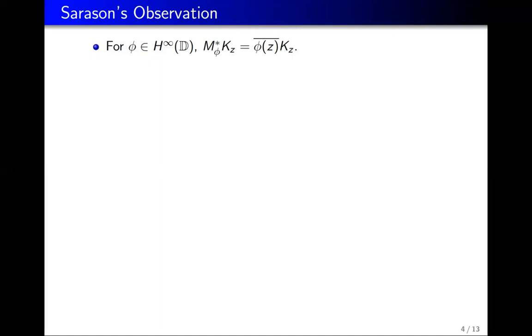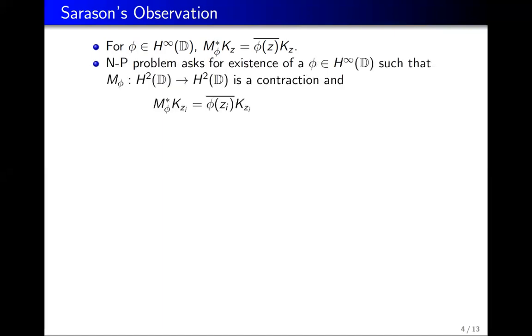Now let's look at this NP problem. It asks for the existence of a phi such that the corresponding multiplication operator M phi, as a bounded operator from H2 of D to H2 of D, is a contraction, because we have assumed that the infinity norm is less than or equal to 1. Therefore, it has to be a contraction. And if I look at the kernel vectors at the initial data, remember we had n distinct points z1, z2, up to zn.